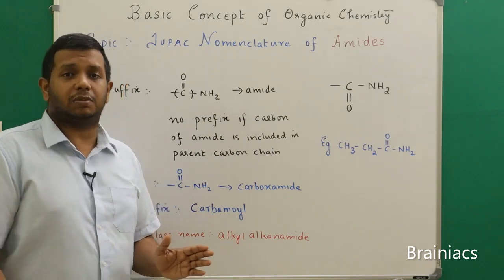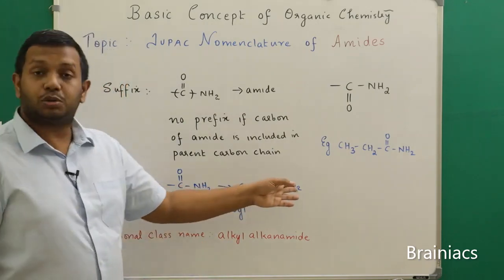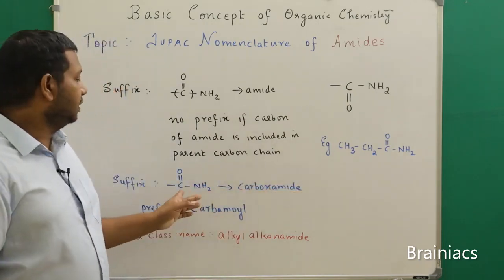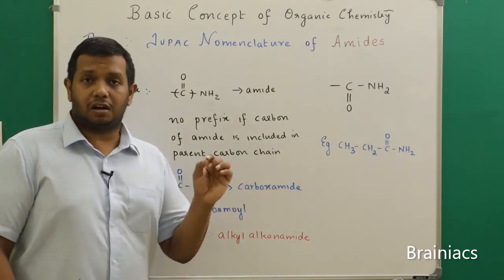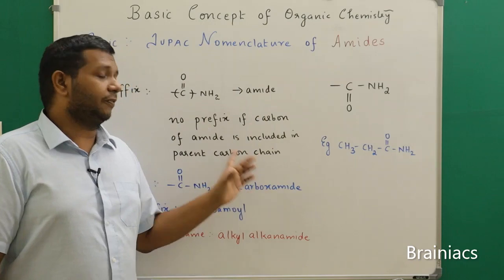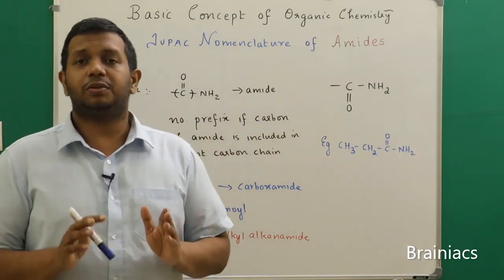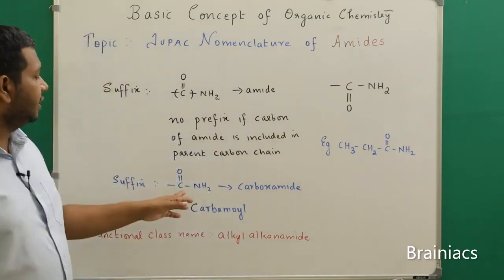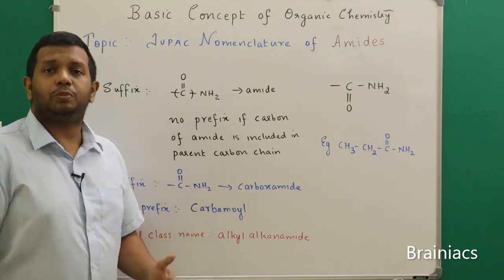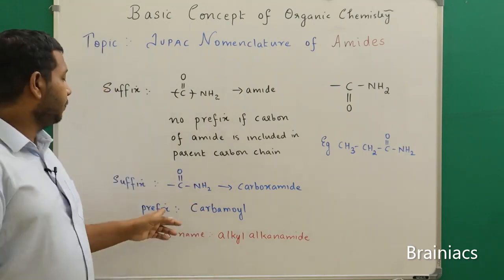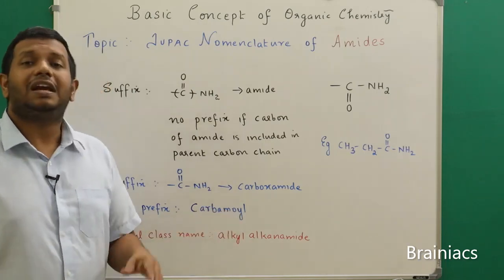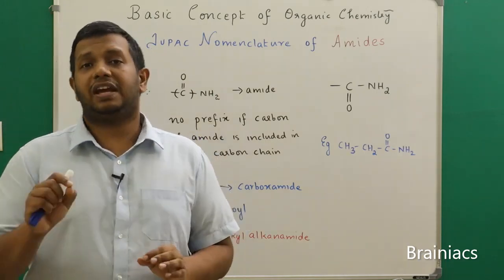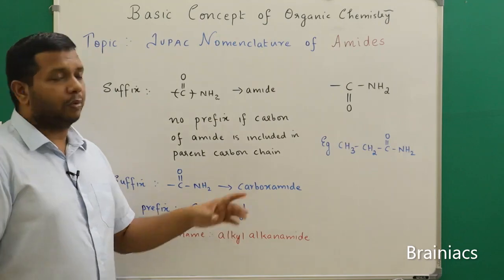Now the second case is where the carbon atom of the amide group is not included in the parent carbon chain. There can be a case like that. I have shown you in the previous case also. So in that case, what will we say? We will say carboxamide. Carboxamide, that is the suffix name. Understood? In this case, if CONH2 behaves like a substituent, the prefix used will be carbamoyl, C-A-R-B-A-M-O-Y-L.